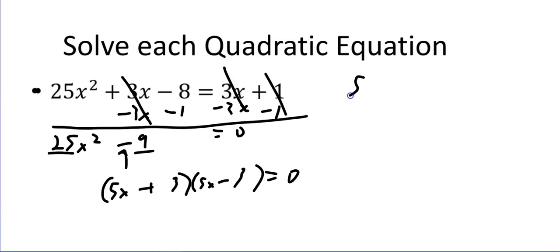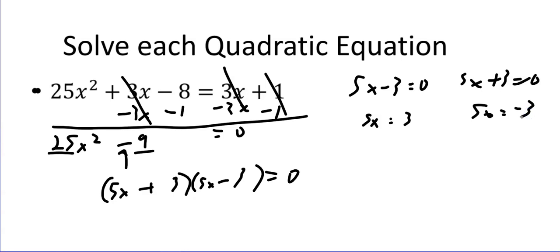And there's my answer. 5x minus 3 equals 0. 5x plus 3 equals 0. So I'm going to get 5x equals positive 3. 5x equals negative 3. And there's my answer. X equals plus or minus 3/5.